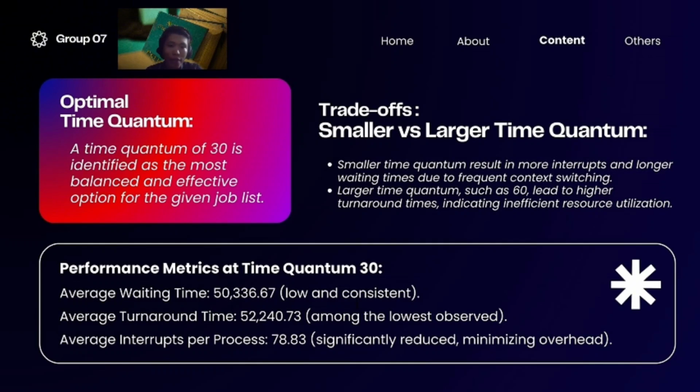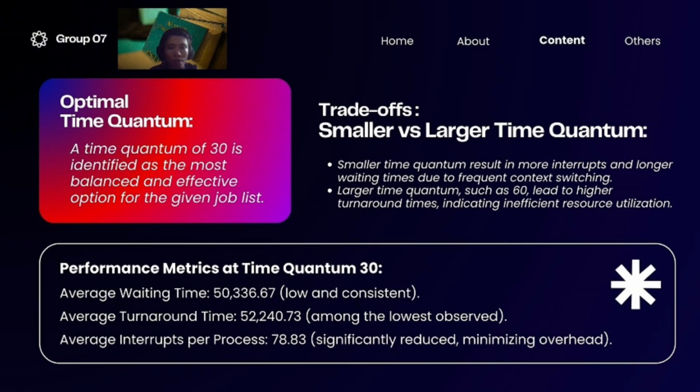After testing various values, we found that a time quantum of 30 is the most effective choice. It balances speed, fairness, and system efficiency. Let me explain why. A time quantum of 30 works best because it avoids the problem of being too small or too large. If it's too small, the system wastes time switching between tasks. If it's too large, tasks take too long to complete. A value of 30 hits the perfect balance.